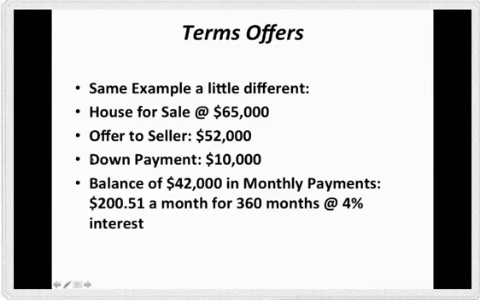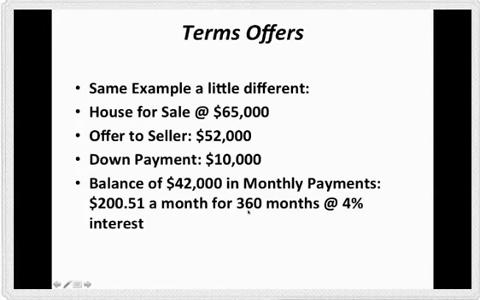So let's say they wanted interest and I countered back to them. So this is what my counter would be. So the offer to the seller is $52,000, but I'm going to offer them $10,000 down and the balance of $42,000 in monthly payments here. So that'd be $200.51 a month for 360 months at 4% interest. And believe it or not, this 4% interest yields quite a bit of return on there.